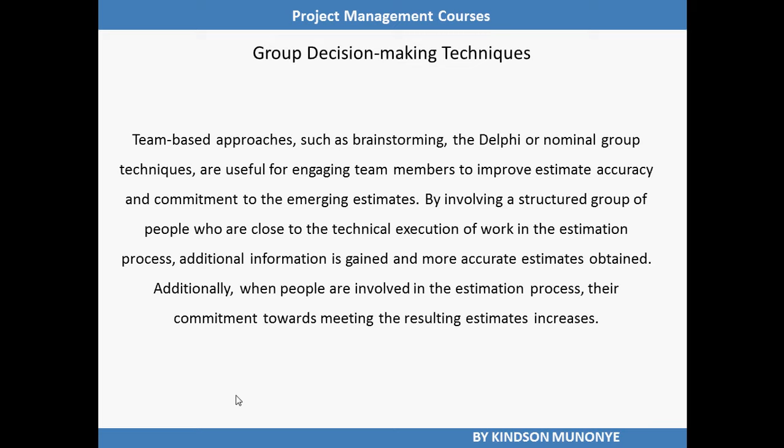Now, Delphi, brainstorming, and nominal group techniques are types of group creativity techniques. By involving a structured group of people who are close to the technical execution of work in the estimating process, additional information is gained and a more accurate estimate is obtained. Additionally, when people are involved in the estimation process, their commitment toward meeting the resulting estimate increases.